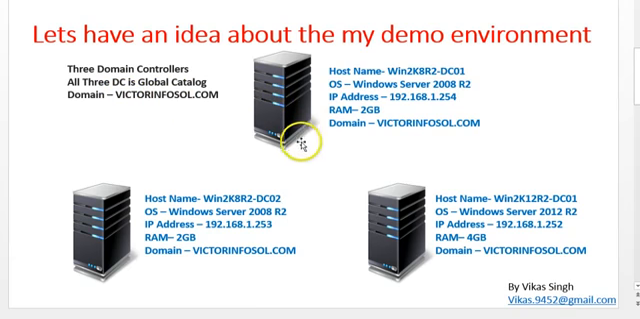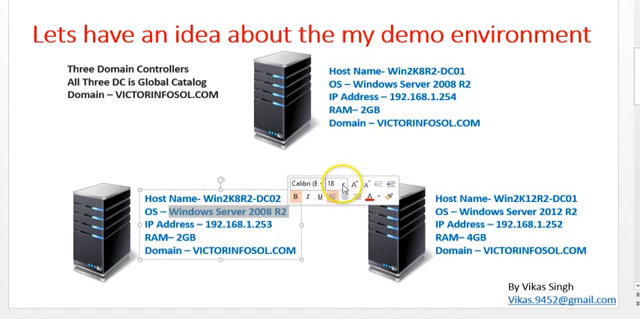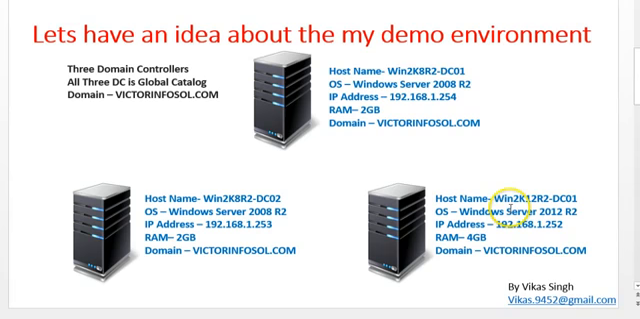So as I told you, I have three domain controllers. The first domain controller is win2k8r2dc01 and the second one is win2k8r2dc02. Both servers are running on the Windows Server 2008 R2 platform. I have just added a new Windows Server 2012 machine to my Active Directory infrastructure as a domain controller.